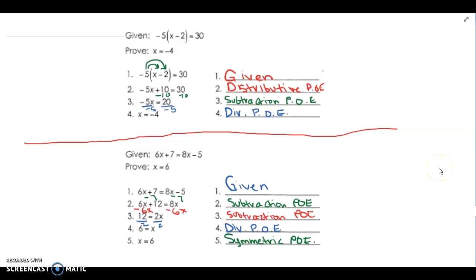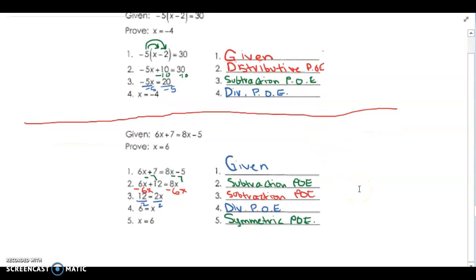All right, guys, let's go over these last 2 here. All right, so our first step is always our given. Okay, and then from step 1 to 2, all we're doing is distributing through the parentheses, so distributive property of equality. From step 2 to step 3, we subtracted 10 from both sides of the equation, so we use the subtraction property of equality. And then we divided both sides by -5, which would be the division property of equality.